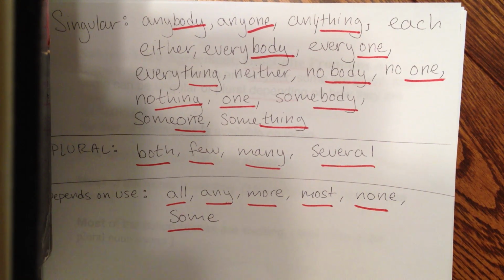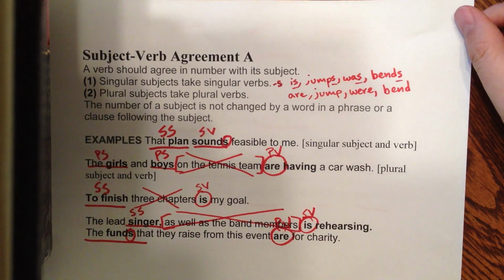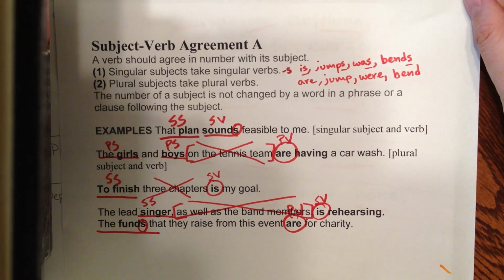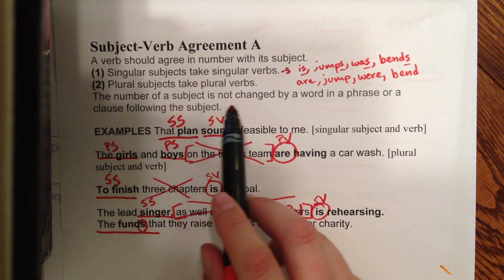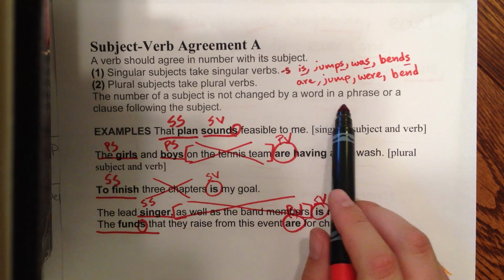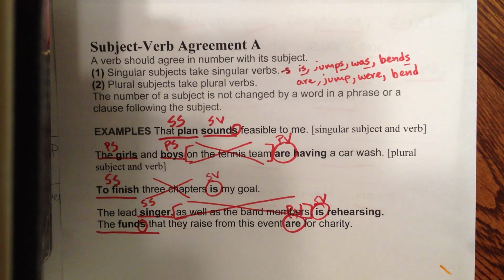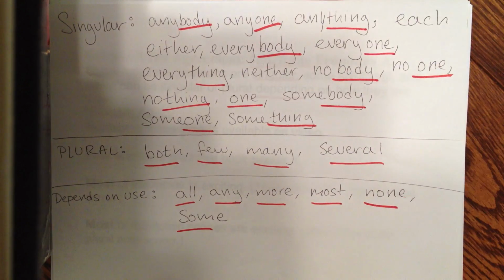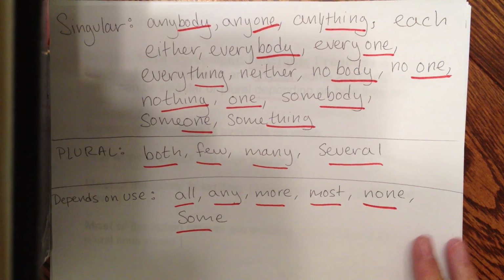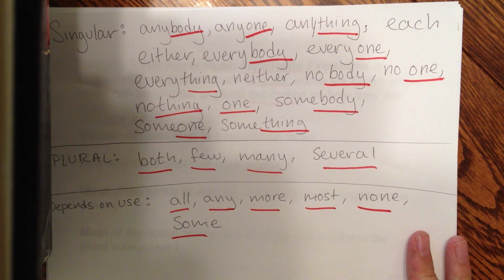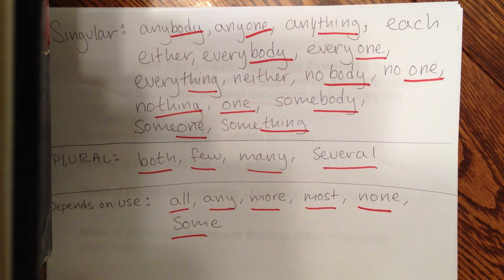Now this runs counter to a rule we saw in the previous video. The previous video said quite clearly that the number of a subject is not changed by a word in a phrase or a clause following the subject. It gets a little bit more confusing because this is not true with indefinite pronouns. With indefinite pronouns, those prepositional phrases and clauses are essential for knowing whether or not something is plural or not.